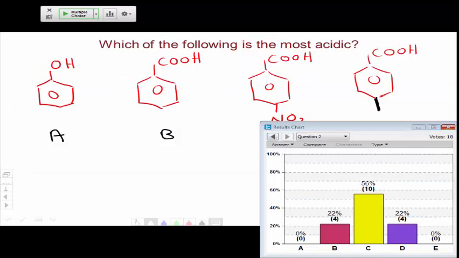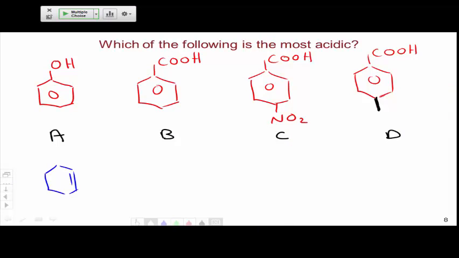Very good, C is the right answer. So, as usual, I'm going to draw the conjugate base of each.